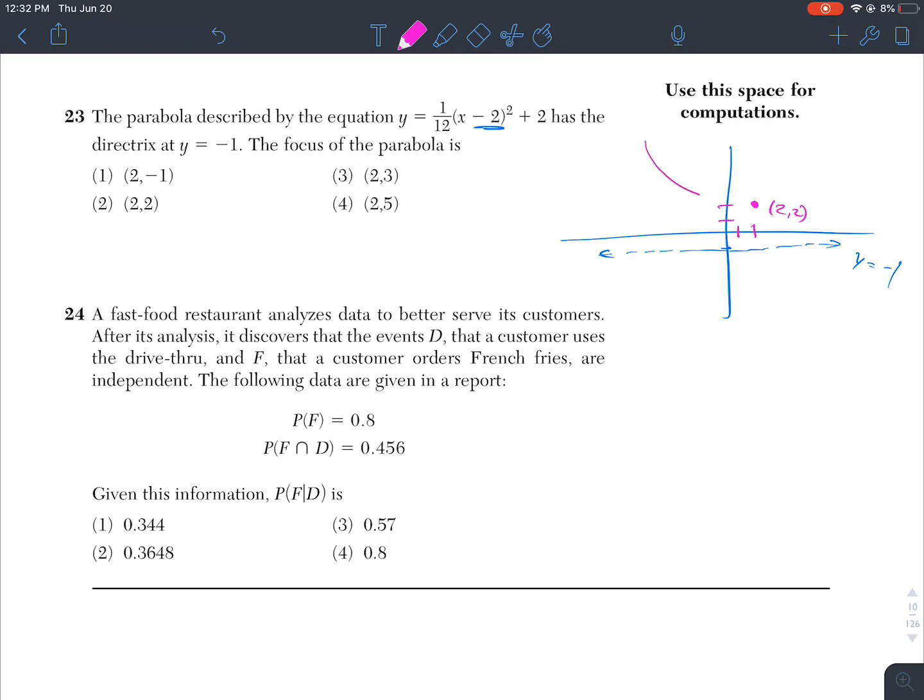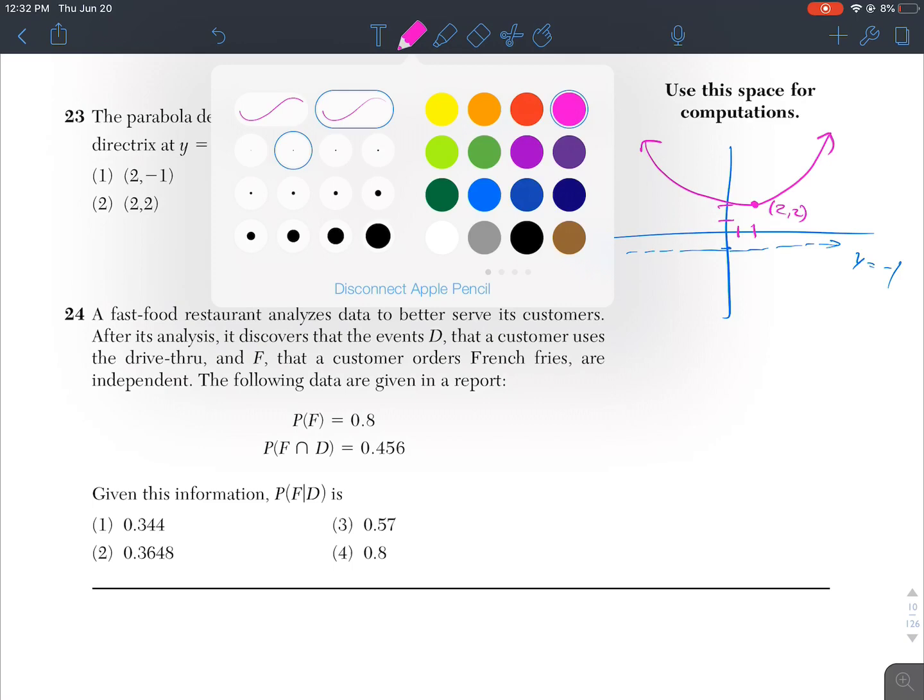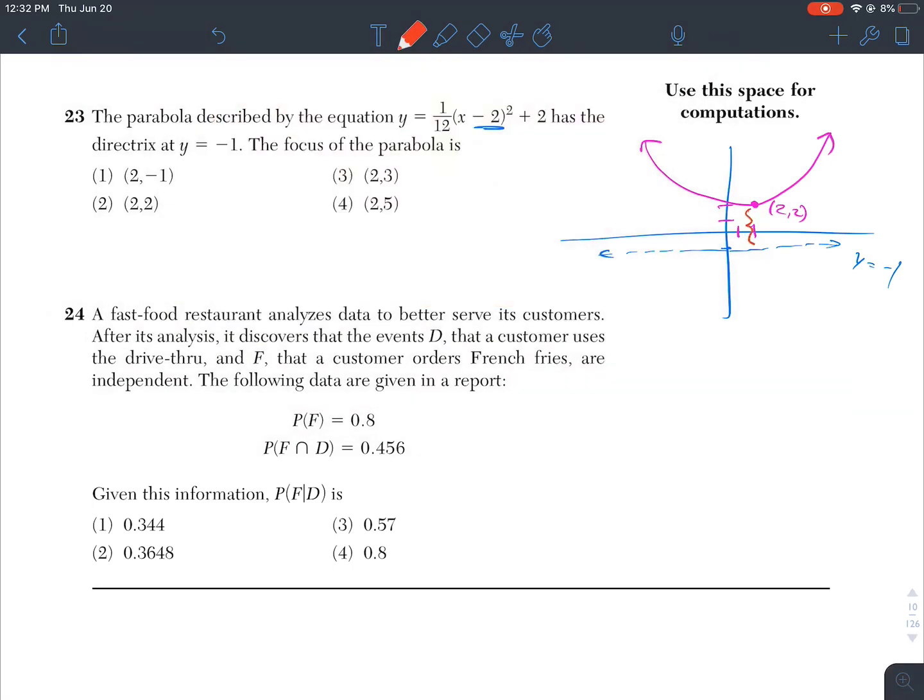It's an upward facing parabola, like this. Well, we know that the vertex is exactly halfway in between the directrix and the focus, so these distances will have to be the same. This is 3 units, so this is 3 units, so the focus must be at the point 2, 5.